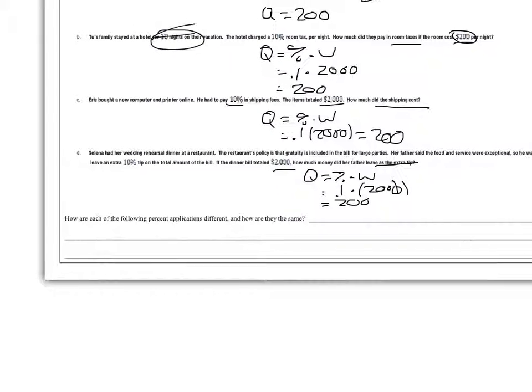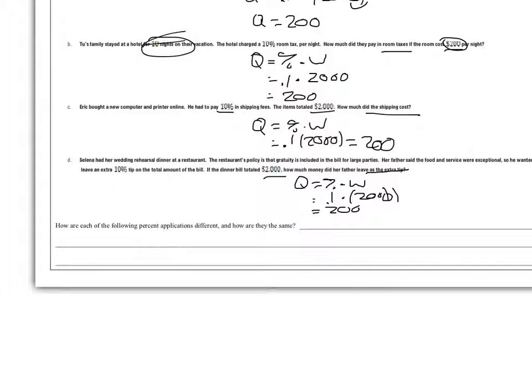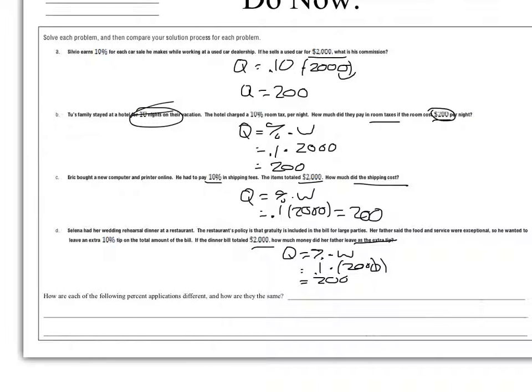So when we're talking about how each of these applications are different, how are they the same? Well, they're the same because they're all set up with Q equals percent times whole and have you multiplying 10% and finding 10% of 2,000. They're different just because some of them would be added to prices, some of them would be subtracted from prices, some of them ultimately would have different values. So it's very different in terms of what the fees and what the 10% is going to, but very much the same in how they're solved. All right, let's flip on over and look at our work for today.